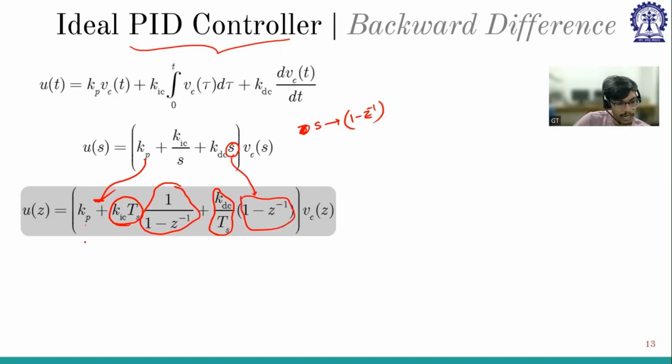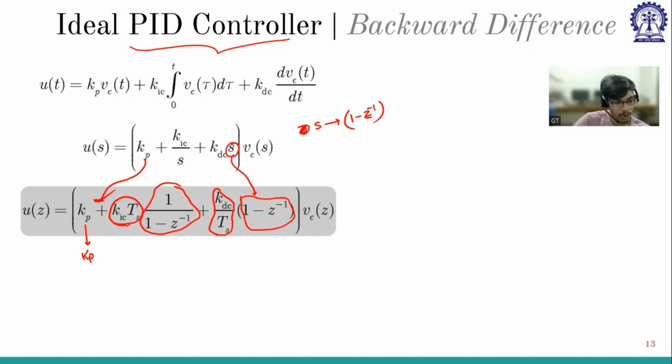Now, if I consider this to be Kp only, simply what we can say is, from continuous time to discrete time, we have to replace S with 1 minus Z inverse by Ts, right? Yes, 1 by Ts into 1 minus Z inverse, that's the actual transformation. Okay.